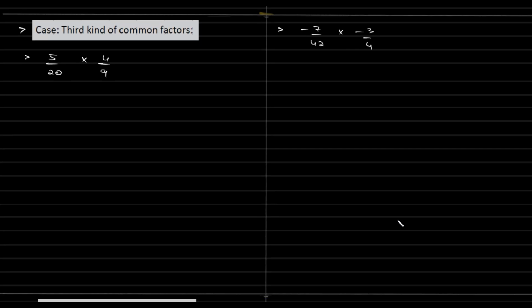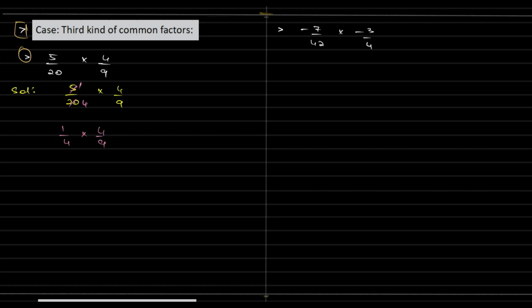Okay, third kind of common factor. So let's see what is happening over here. Here we don't have to handle sign. 5 by 20 into 4 by 9. But here we can see that 5 can divide 20. Let's do that. 5 1s are 5, 5 4s are 20. So let's copy that: 1 by 4 into 4 by 9.